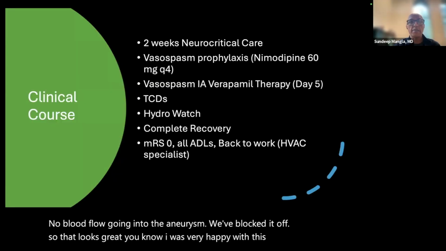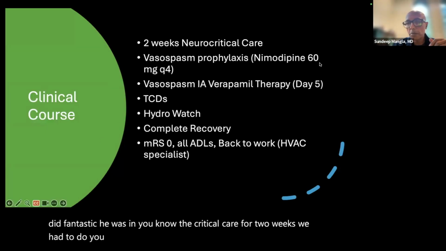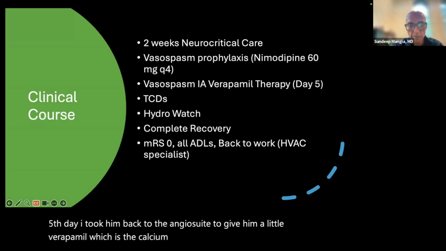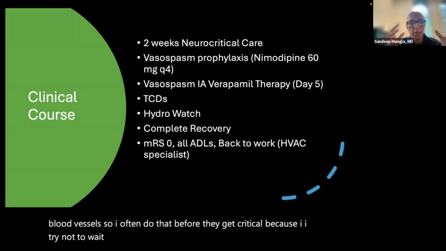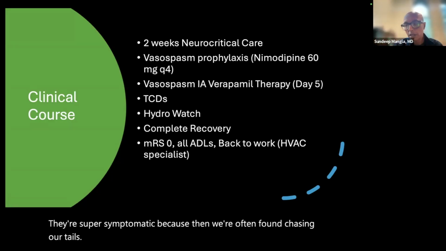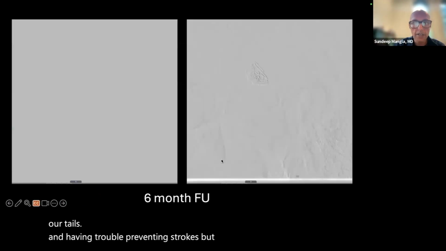He did fantastic. He was in the critical care for 2 weeks. We had to do vasospasm prophylaxis, nimodipine. On the 5th day, I took him back to the angio suite to give him a little verapamil, which is the calcium channel blocker to help relax the blood vessels. I often do that before they get critical because I try not to wait till they're super symptomatic, because then we're often chasing our tails and having trouble preventing strokes. But obviously it requires critical care.